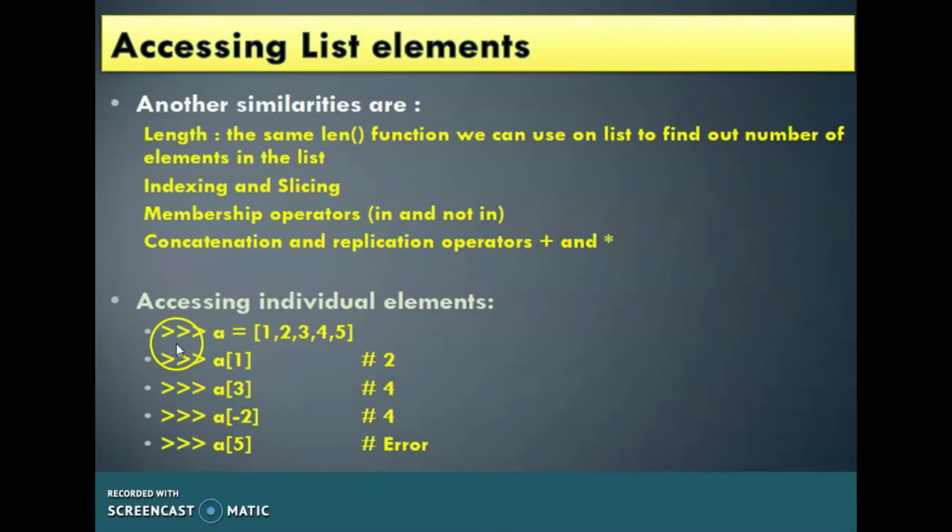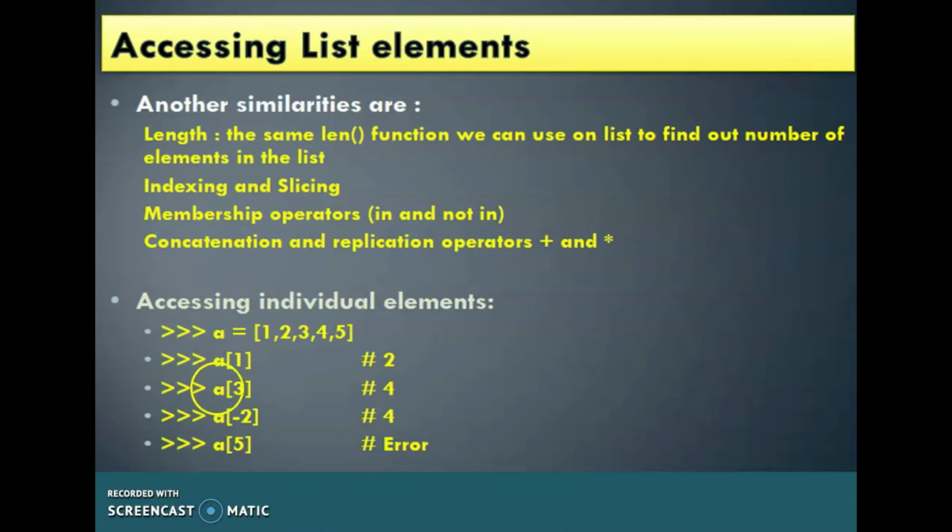Okay. Accessing individual elements. A is equal to 1, 2, 3, 4, 5. A of 1 means 0, 1. 2 is the value. We are using here the forward indexing, 0th index, 1st, 2nd, 3rd and 4th. So A of 1, 0 and 1, second value, 2 is the value. A of 3, in the square bracket we are using these index values.